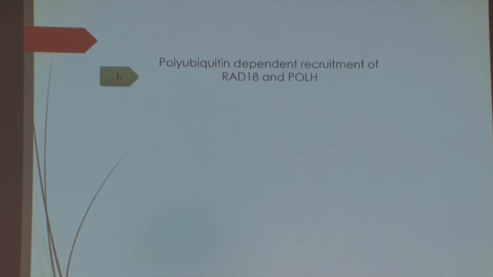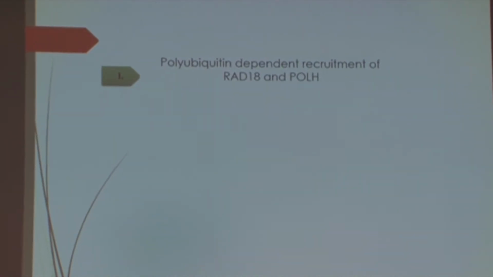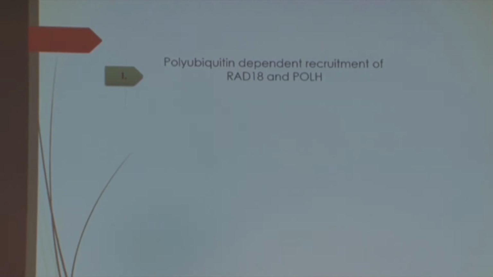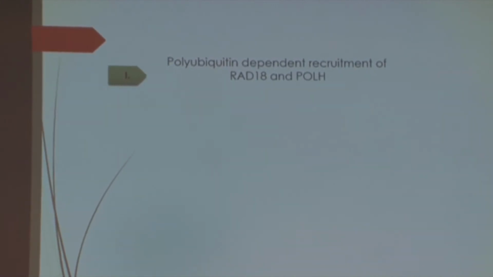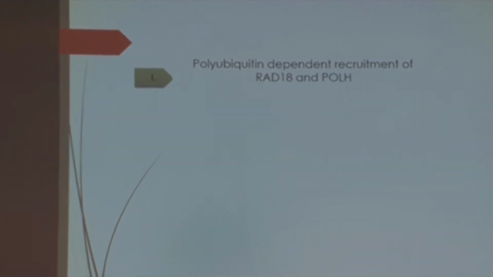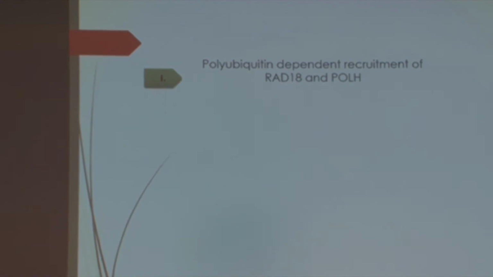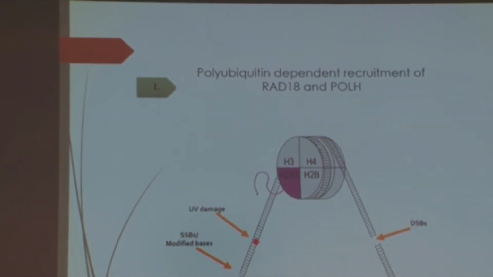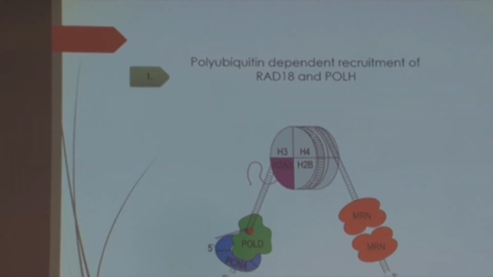This means that polyubiquitination during double-strand break repair is necessary for the recruitment of RAD18, and only in this case can the translesion synthesis proteins, which participate in translesion synthesis, be recruited to the site of DNA damage. And this is the mechanism actually.